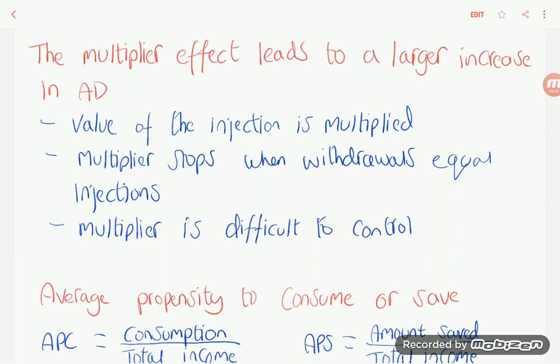For example, the full benefits to the government of spending on improving transport links may appear years later. Measuring the size of the multiplier is also made difficult because, like everything else in the economy, it's changing all the time.